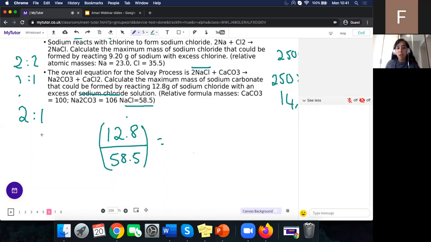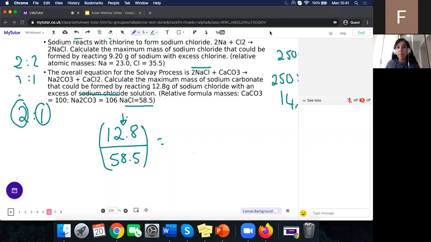We need to multiply. So if we've worked out the number of moles of sodium chloride to be about 0.02, then we need to halve it because there are 2 moles of sodium chloride for every 1 mole of sodium carbonate. So the reason this is a 4-mark is because there's another step in there. We actually have to halve this over here. Great, well done everyone.